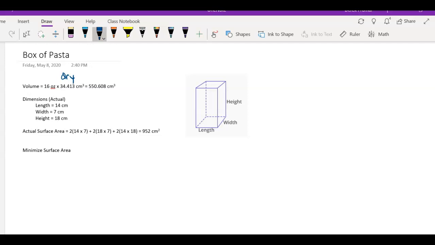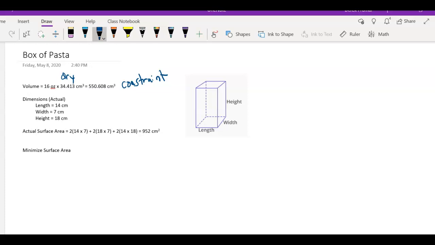We'll do a separate video about if something is a liquid measurement, what do you use for the conversion. But in this case, I got 16 times 34.413 and came up with a volume of 550.608 cubic centimeters. That's our constraint. We do not want to fit less than that amount of pasta into the box.